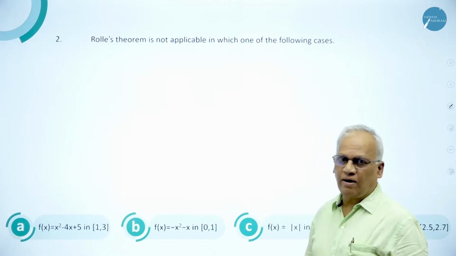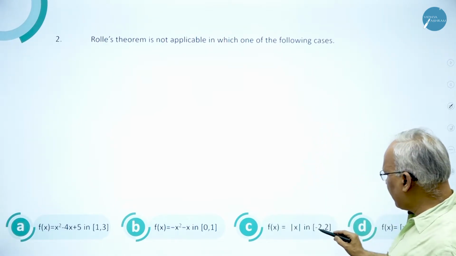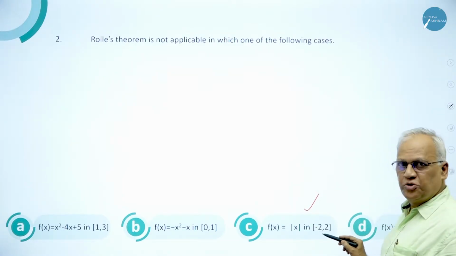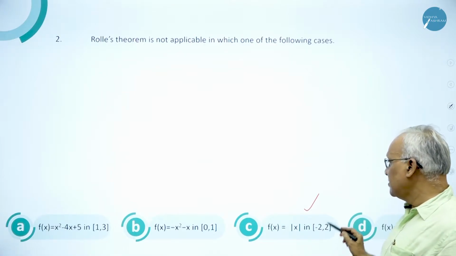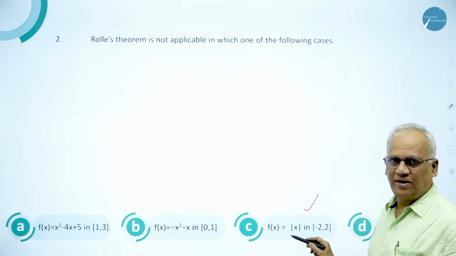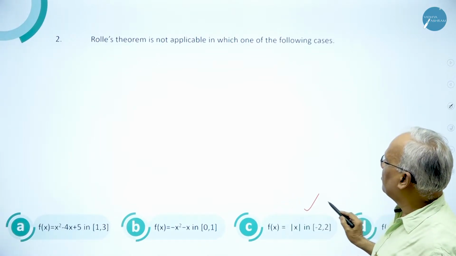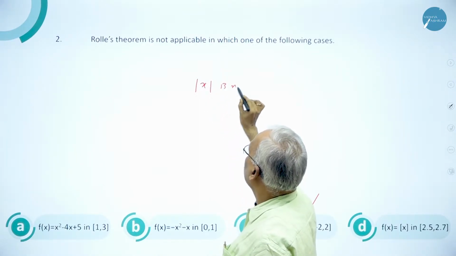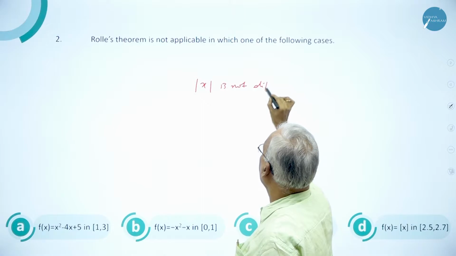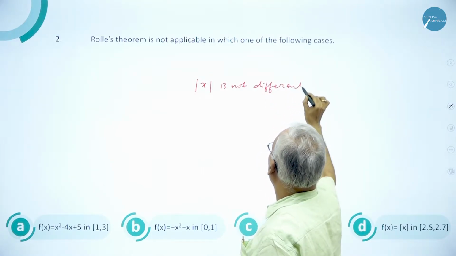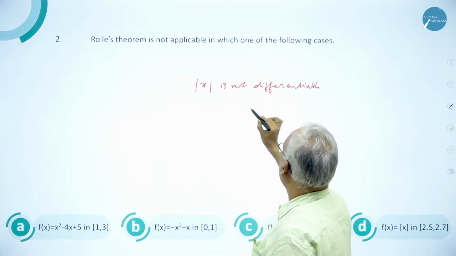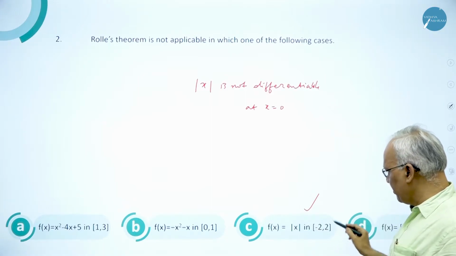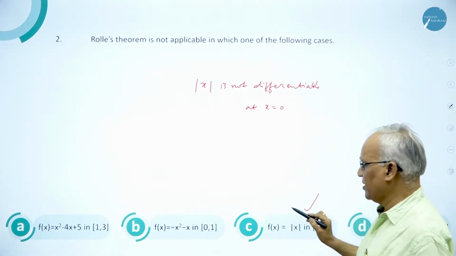But all that is not required in this problem, because I can say C is the answer, because this interval minus 2, 2 contains 0, and at 0, mod x is not differentiable. So I can very easily go to this answer. So the reason here: modulus of x is not differentiable at x equal to 0. So if x is 0, definitely 0 belongs to this. Therefore, this is not applicable.